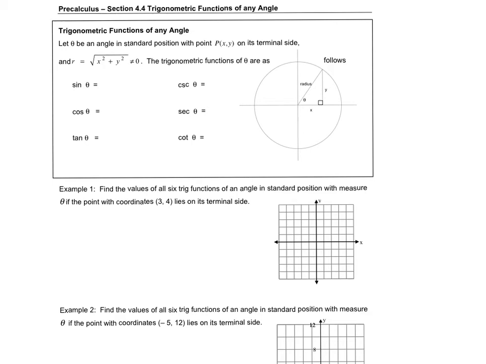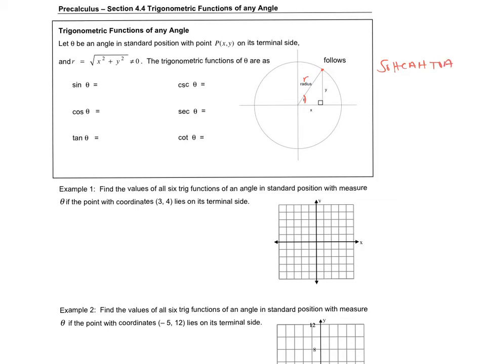So now we've looked at the unit circle and special right triangles. Now we're going to apply this to the trigonometric functions of any angle. So if theta is an angle in standard position with point P(x, y) on its terminal side, and the radius is not 0, so this is going to be r, we're going to use SOHCAHTOA to figure out our trigonometric functions.